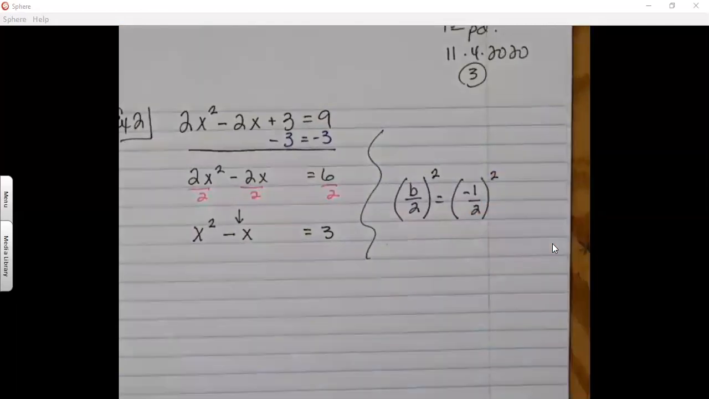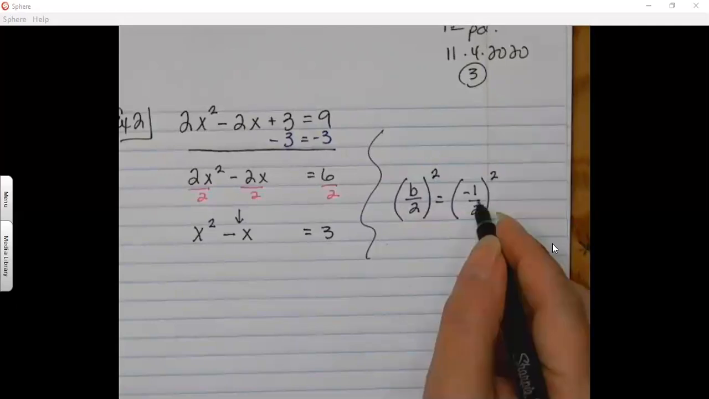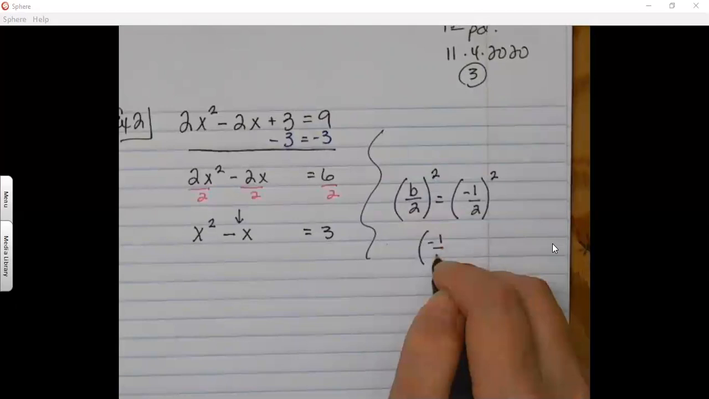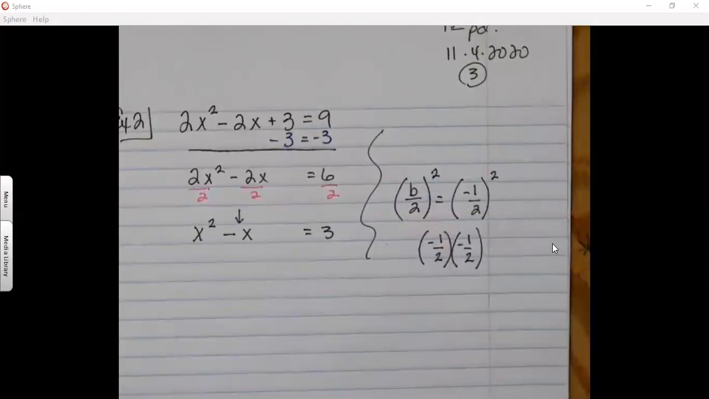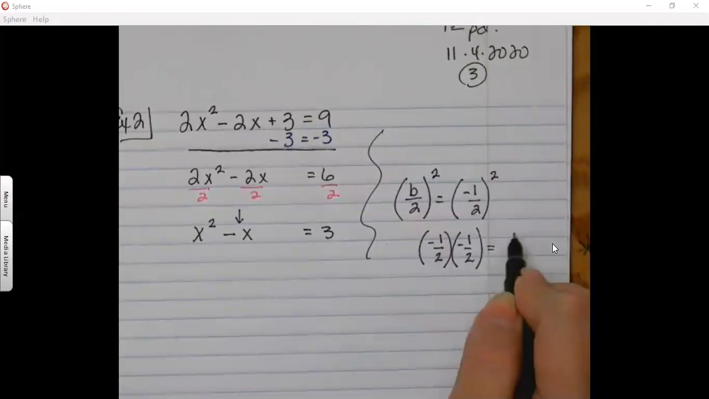Okay, so I know it's a fraction. 1 does not divide by 2 evenly, does it? Don't turn it into a decimal. Think of it like this. Isn't negative 1 divided by 2 quantity squared the same thing as negative 1 divided by 2 times negative 1 divided by 2, or negative 1/2 times negative 1/2? We know when we multiply fractions, it's numerator times numerator, denominator times denominator. So what's negative 1 times negative 1? Positive 1. What's 2 times 2? 4.